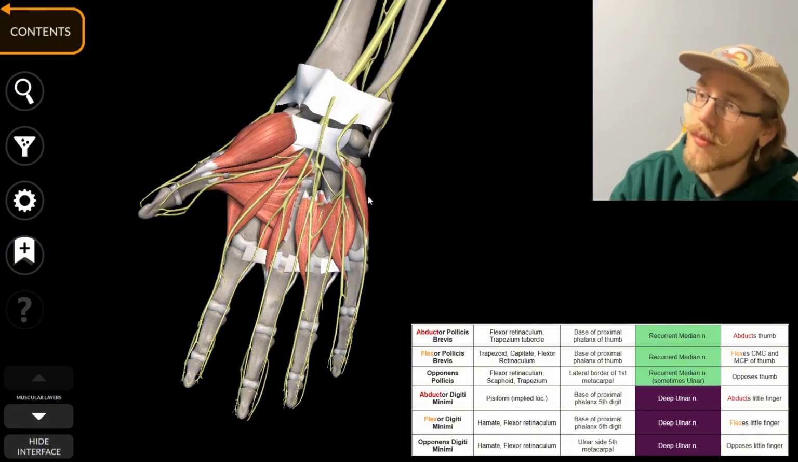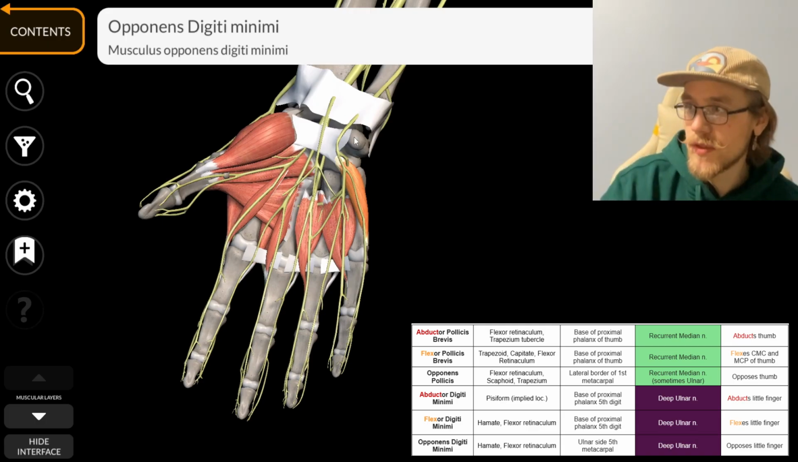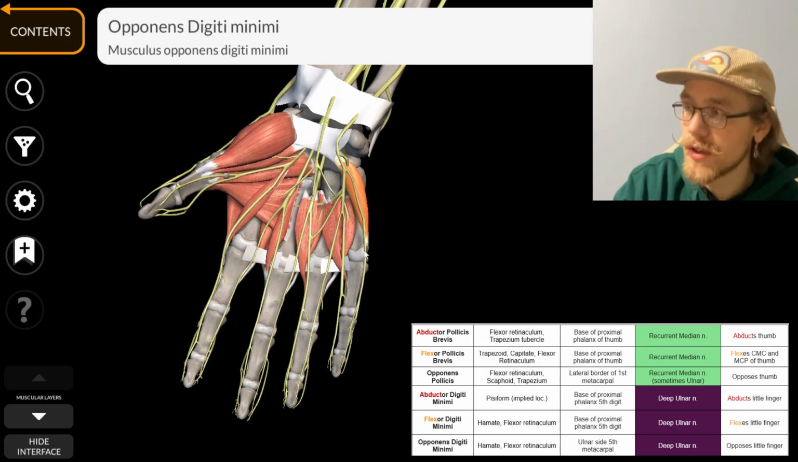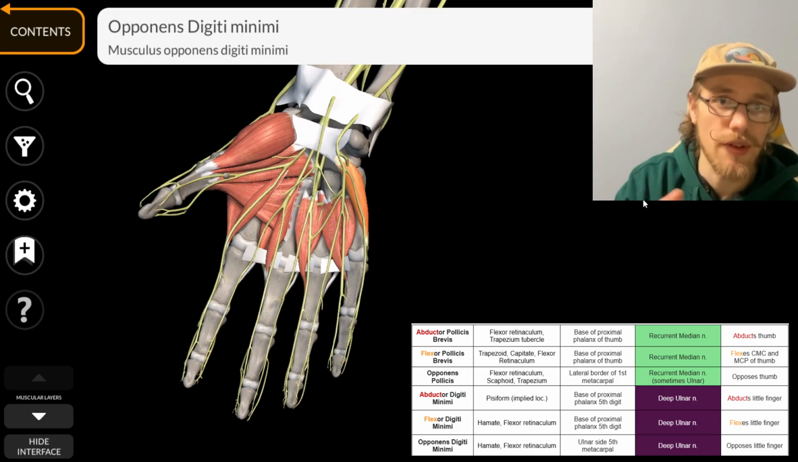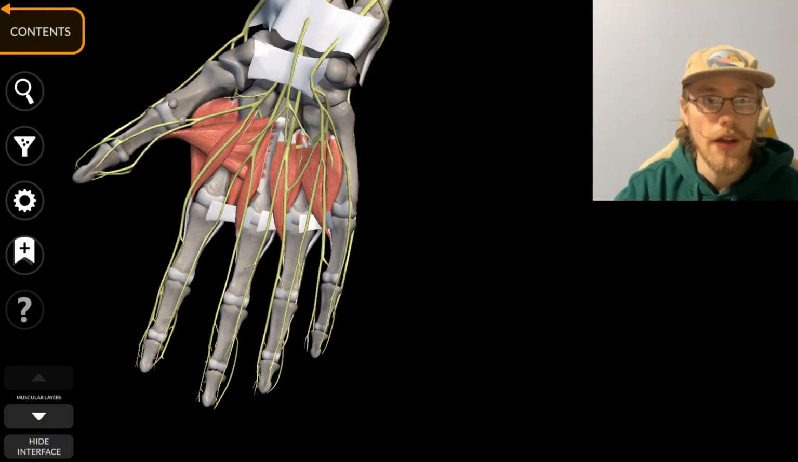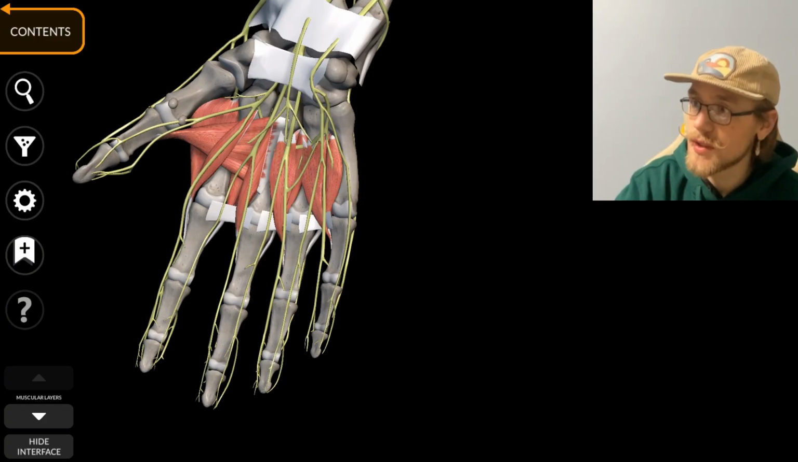And then, if you'd believe it, we've got an opponens digiti minimi down there. Hamate and flexor retinaculum to the ulnar side of the fifth metacarpal. We've got an ulnar nerve, and it's going to oppose the little finger. So those are the three muscles of our 3-4-3 pattern. Now we can move on to our 4 pattern. And the final thing for this video, the middle 4 muscles here.